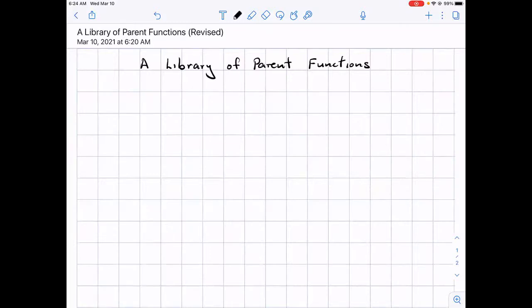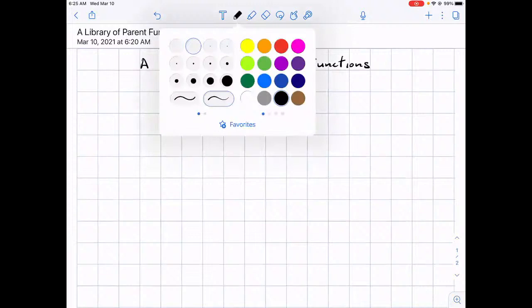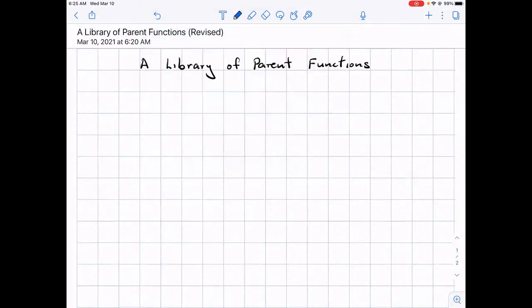We'll start off with the linear function. So when we speak of a parent function, we're talking about common graphs. Okay? So let's start off by looking at what we call linear functions.